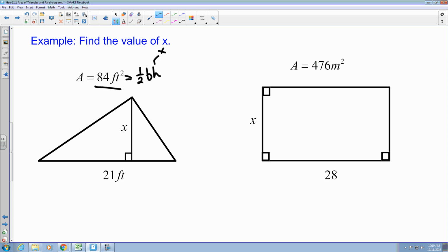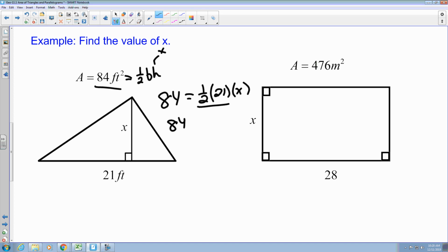So essentially, we're going to take 84, and it's going to be equal to 1/2 times the base, which is 21, times the height, which is x. All right, now there's a couple ways you can do it. One way is just multiply the 1/2 times 21, and you would get your decimal of 10.5. If you're not a fan of that, you can multiply both sides by 2 to get rid of the fraction and then go about solving from there. But I'm just going to take the 21 and times it by 1/2.